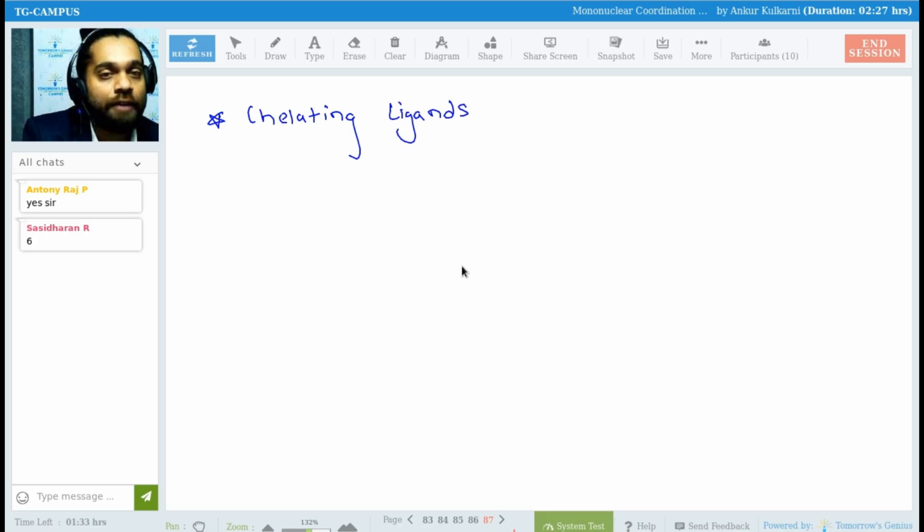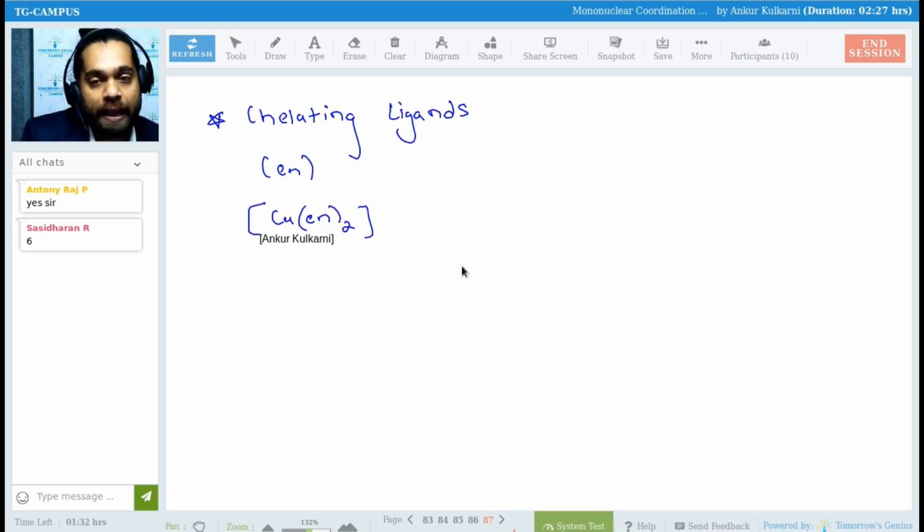Chelating ligands means, for example, ethylene diamine. A chelating ligand is a cyclic structure, those ligands which form a cyclic structure. For example, let us take the example of CuEn twice. I have Cu, and En means ethylene diamine, as we have seen.